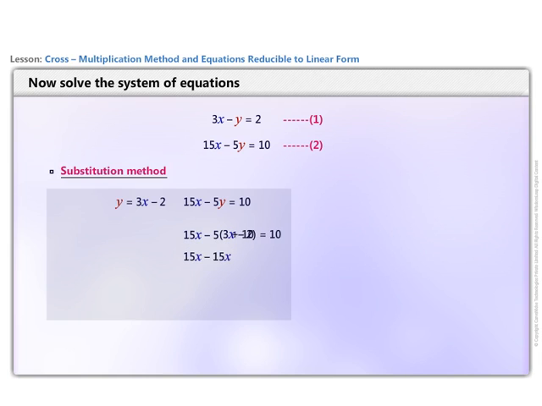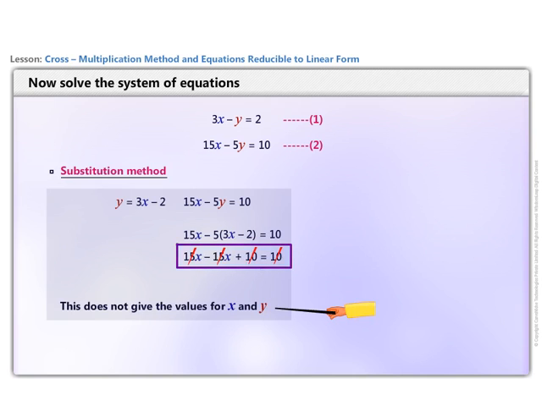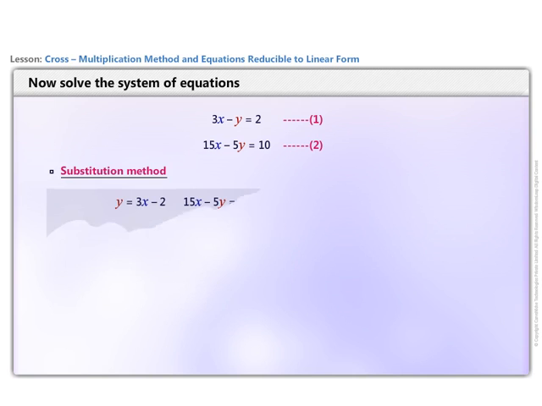15x minus 15x plus 10 is equal to 10. Applying the distributive property and simplifying. This does not give the values for x and y. Now let us try elimination method.